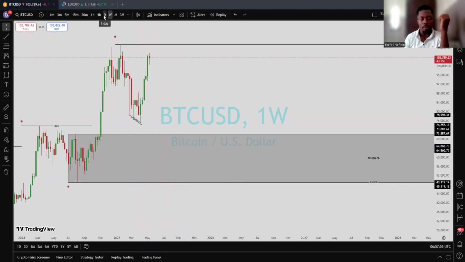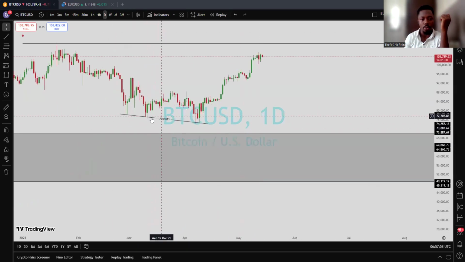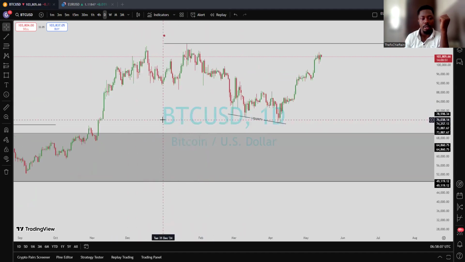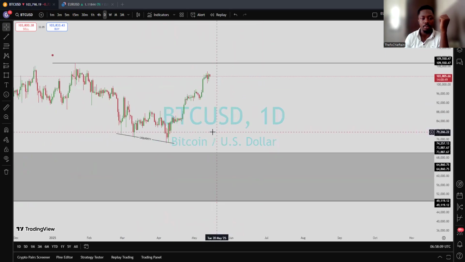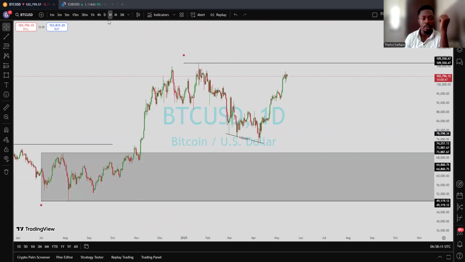I have a video coming up on inducement and I'd like you guys to go and watch. So as you can see clearly on the daily time frame, relative equal lows, market has acted at this price level at some point and market will likely be interested in this. So now let's go back to the weekly.